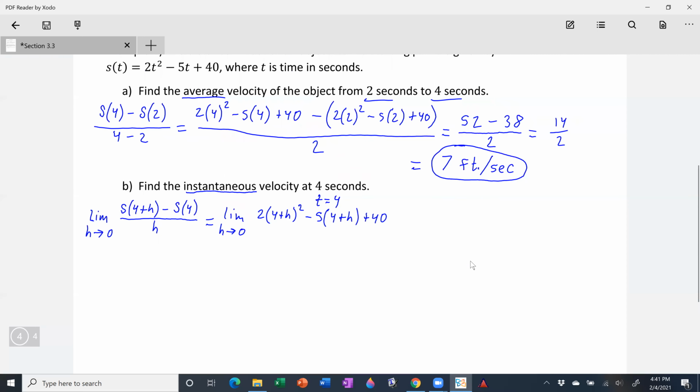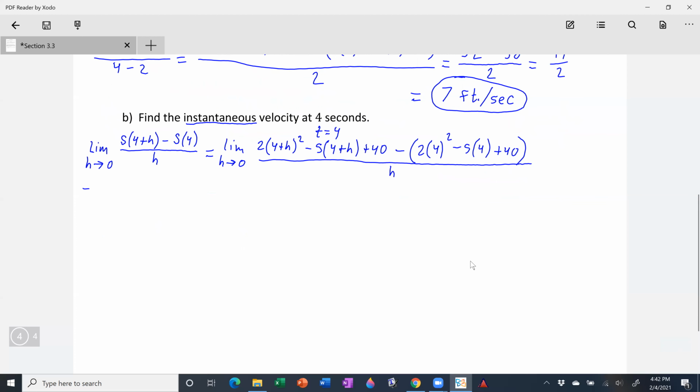Okay, so that's the whole part just from s of 4 plus h. Now we go minus s of 4, and again, I like to use big parentheses to indicate there might be a lot of things we're subtracting right here. So s of 4, plug it in. 2 times 4 squared minus 5 times 4 plus 40, all over h. Okay, continue. Make sure you write limit again.